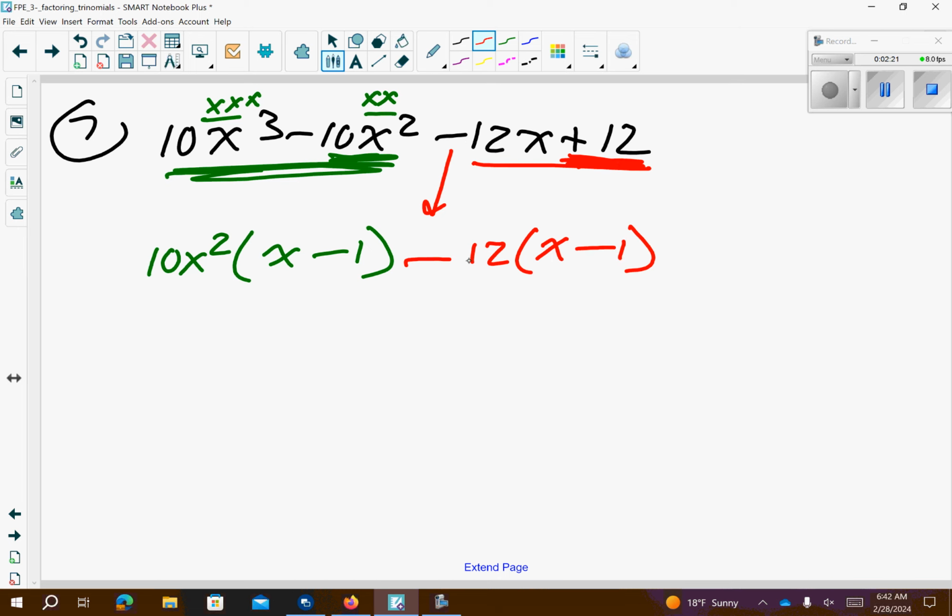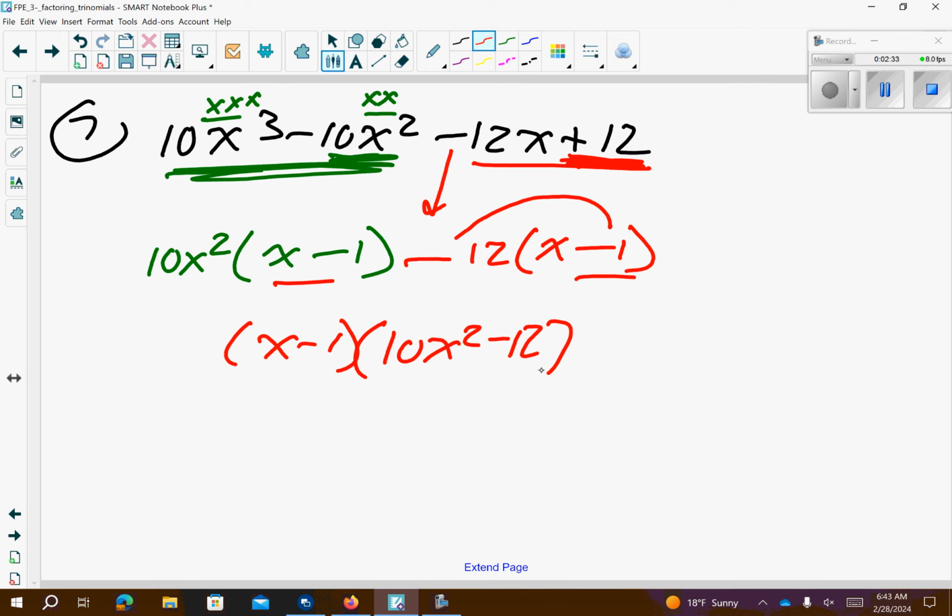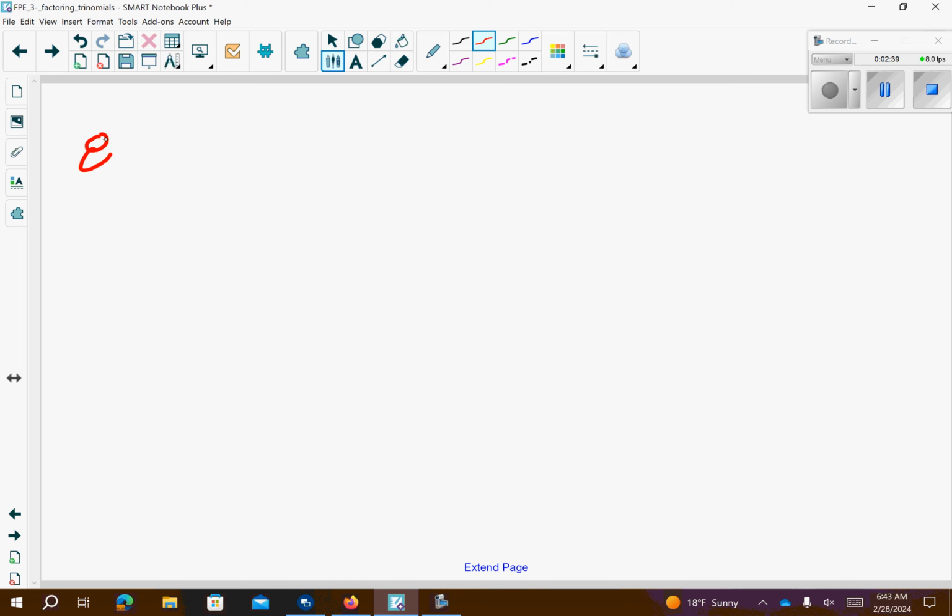Now, why did it become negative 1? Well, if I had redistributed this back over here, negative 12 times negative 1 is positive 12. Now these are the same. And then whatever I have left, I just deal with right there. That's a parenthesis. Got a little sloppy, sorry. Number 8.